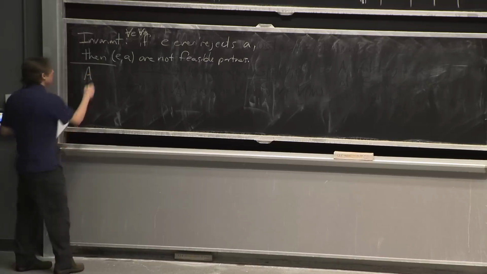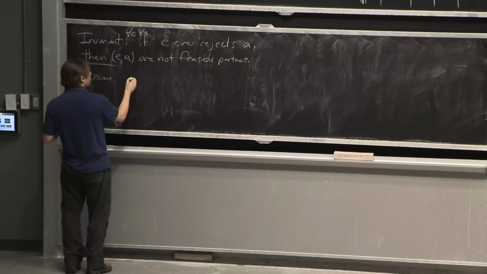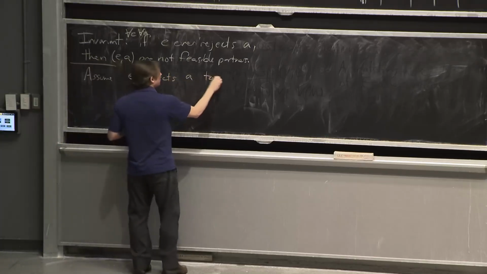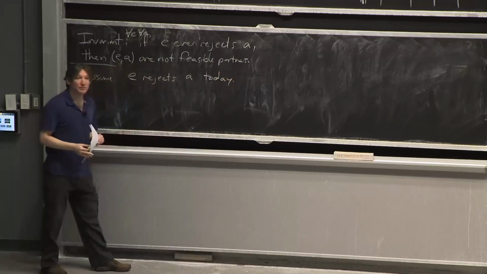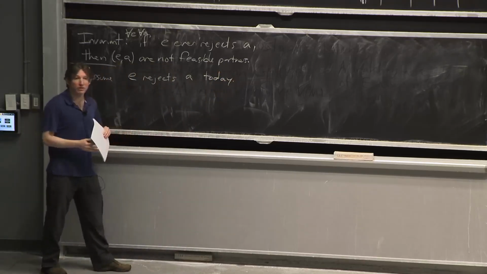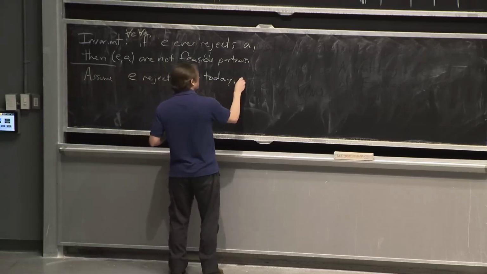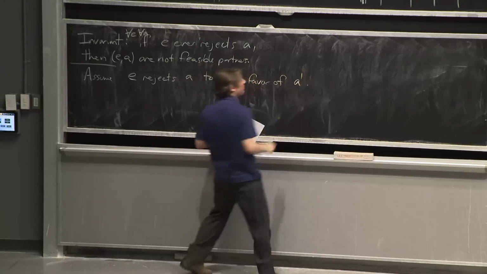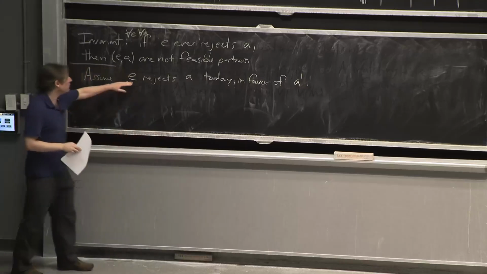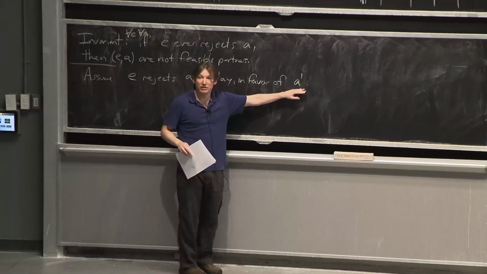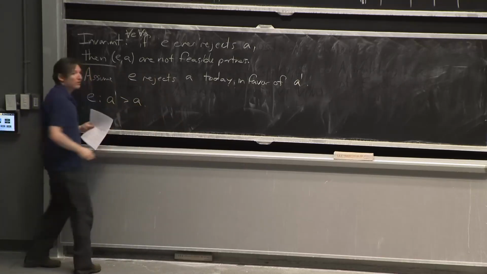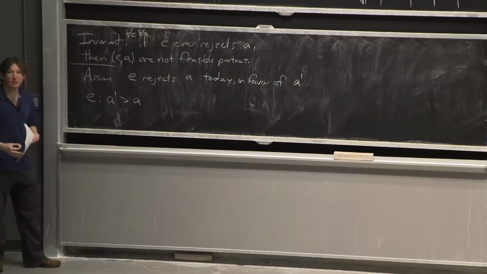So the heart of the proof is, let's assume that an evaluator E rejects an applicant A today. So we've newly rejected someone. And so now we're going to show that E and A can't be feasible partners. Well, in favor of applicant B, in favor of A prime. So if E rejects this applicant in favor of that applicant, well, then we know that E prefers the new applicant over the old applicant, because that's the only reason E would reject one for the other.